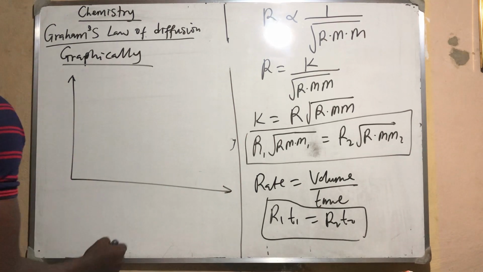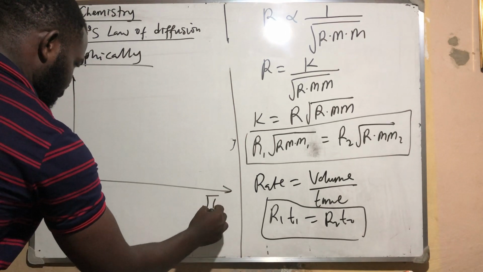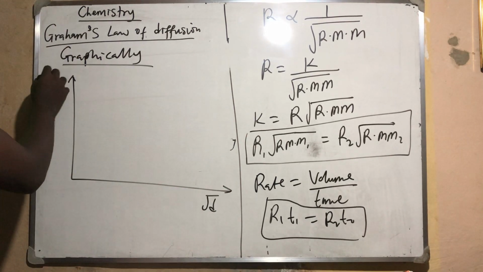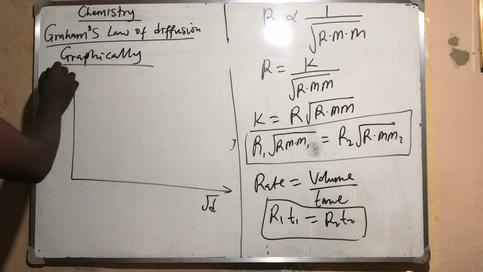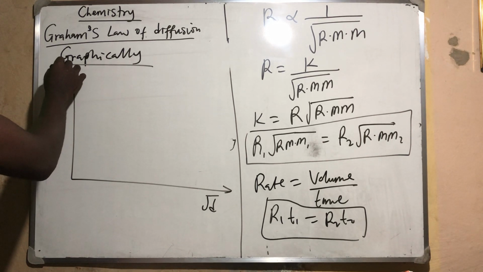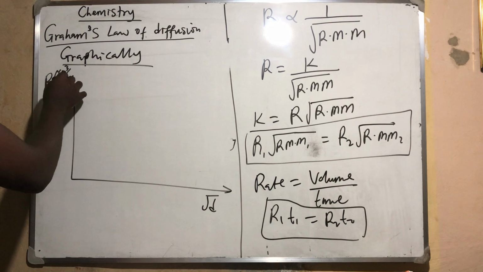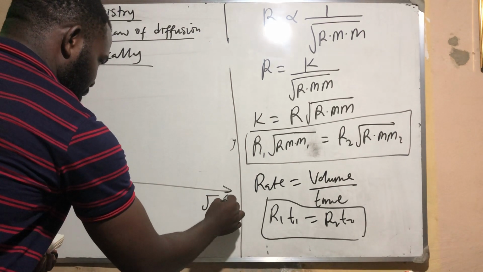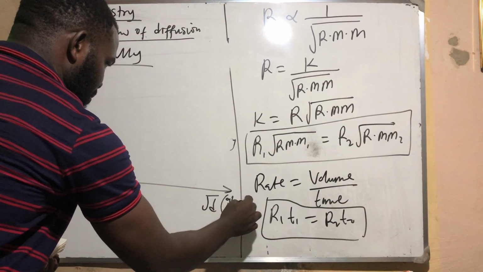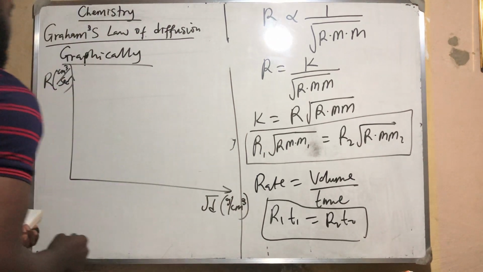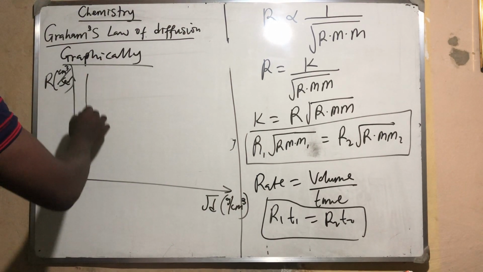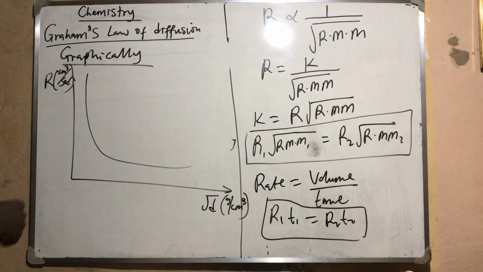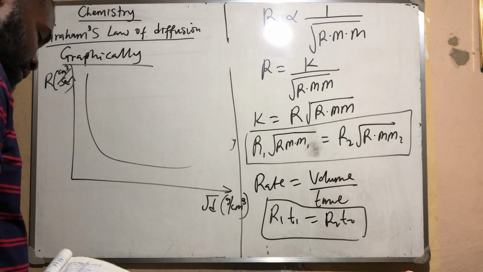if we are plotting the graph of the square root of d against r, and this r is measured in cm cube per sec, while density is measured in gram per cm cube. So they say that the graph is like this.